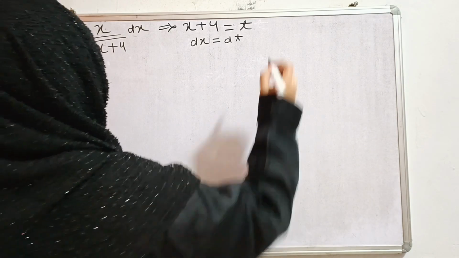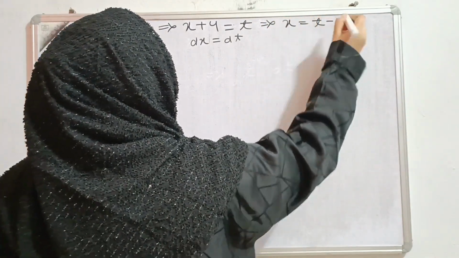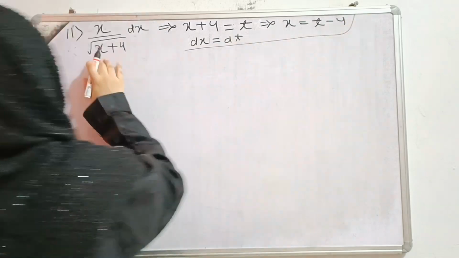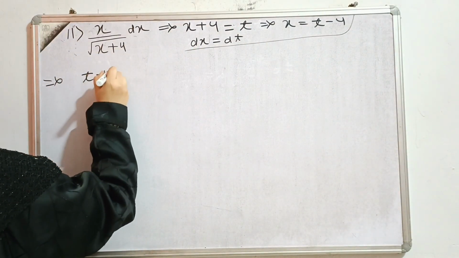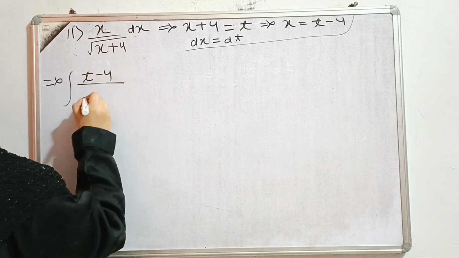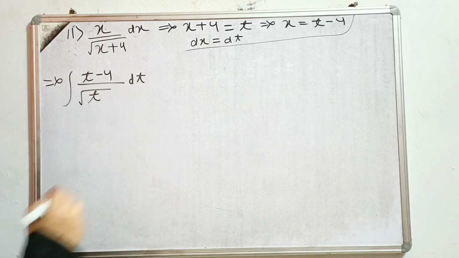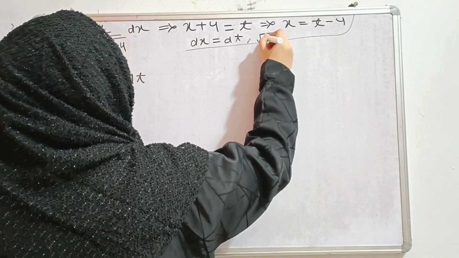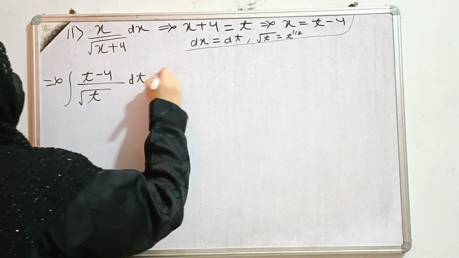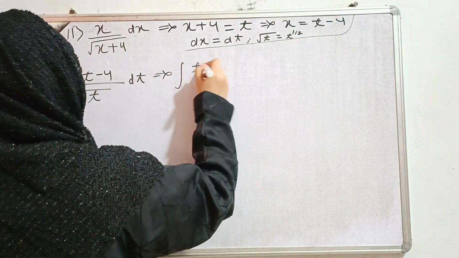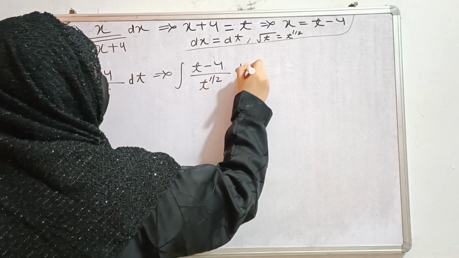But we need to find the value of x, so we can write x equal to t minus 4. Put this substitution in the integral: the value of x is t minus 4, so we get the integral of t minus 4 upon t root t dt. Or we can write root t equal to t power 1 upon 2, so the integral of t minus 4 upon t power 1 upon 2 dt.